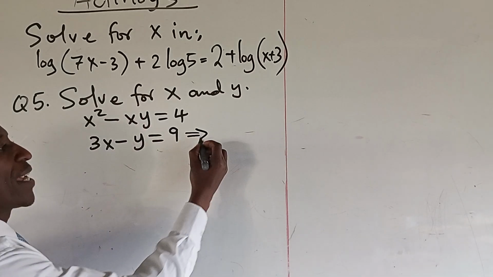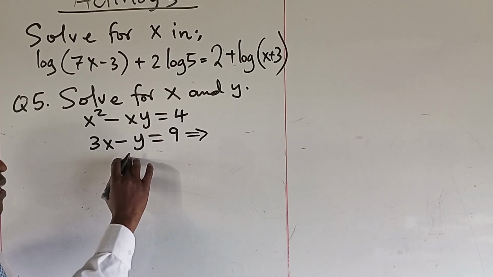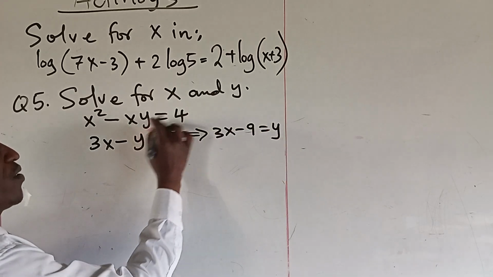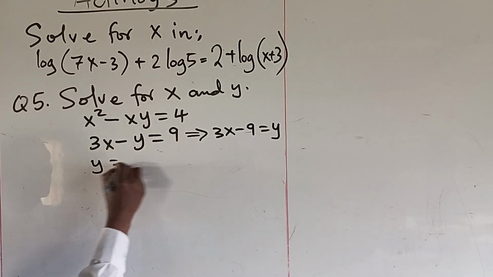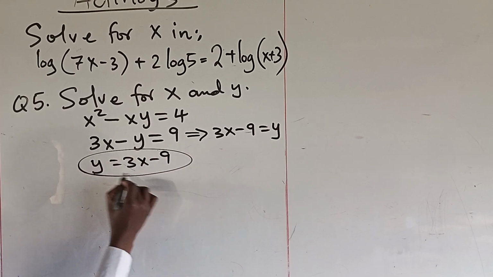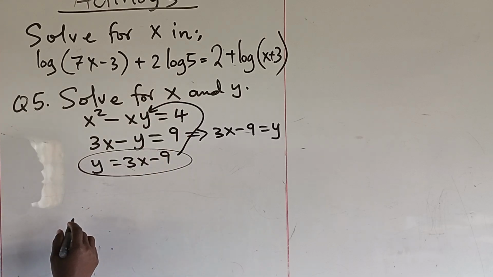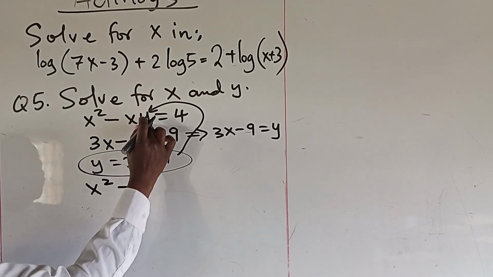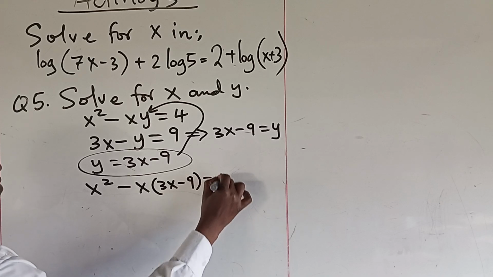By writing this equation so that we have one unknown being the subject of the equation. That means 3x minus 9 is equal to y. We push the y on this side and we bring 9 on this other side. In other words, we shall have that y is equal to 3x minus 9. That way, we are going to substitute this expression where we have y in equation 1. That will lead us to x squared minus x, and instead of y, we put in 3x minus 9, and that will give us 4.